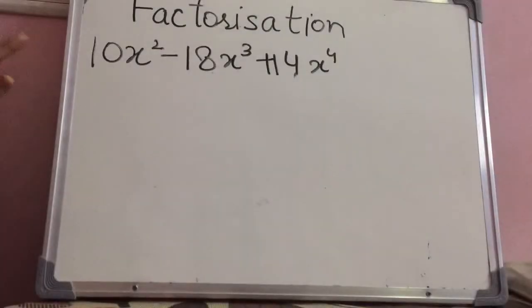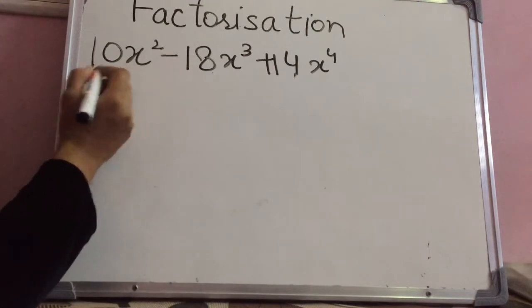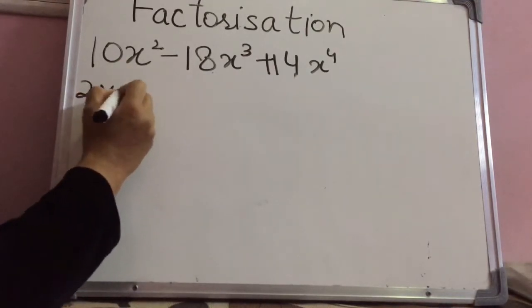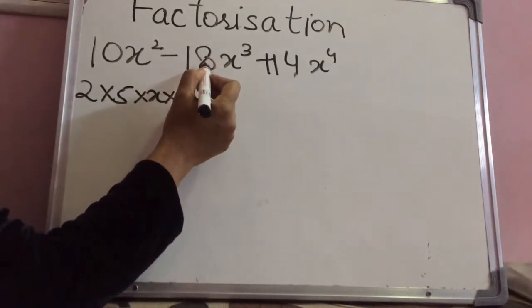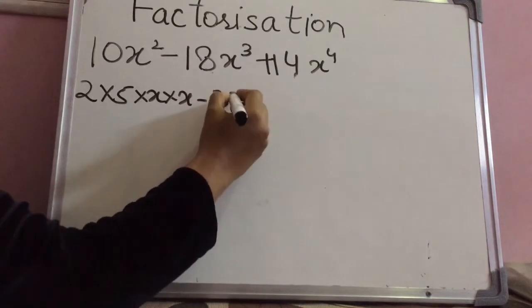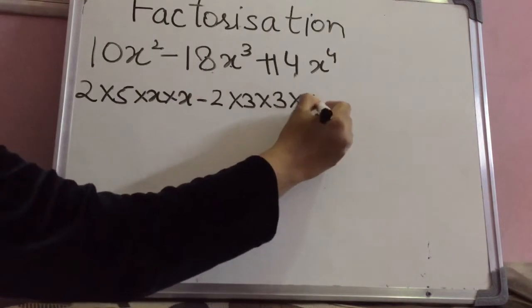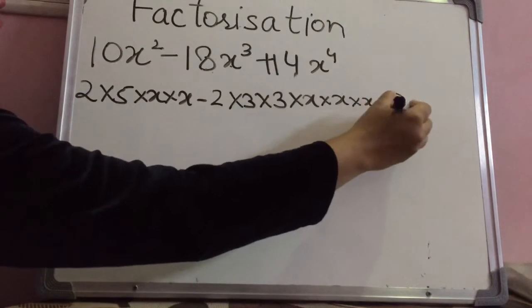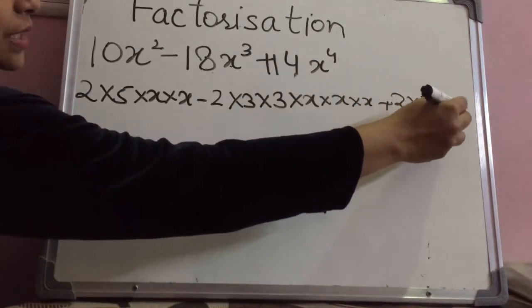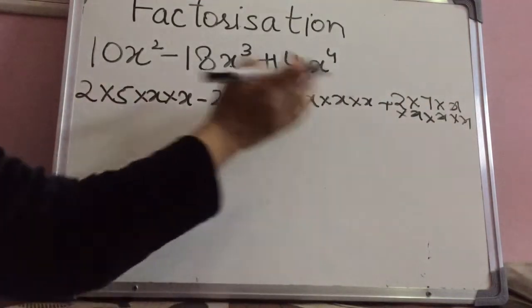Okay. Suppose this is another example of factorization. We will first write factors of each term. What will be the factors of 10x square? It will be 2 into 5 into x into x. Then minus sign. Then factors of 18 will be 2 into 3 into 3 into 3 times x because we have x cube, plus 2 into 7 into x into x into x into x. So these are the factors of each term.